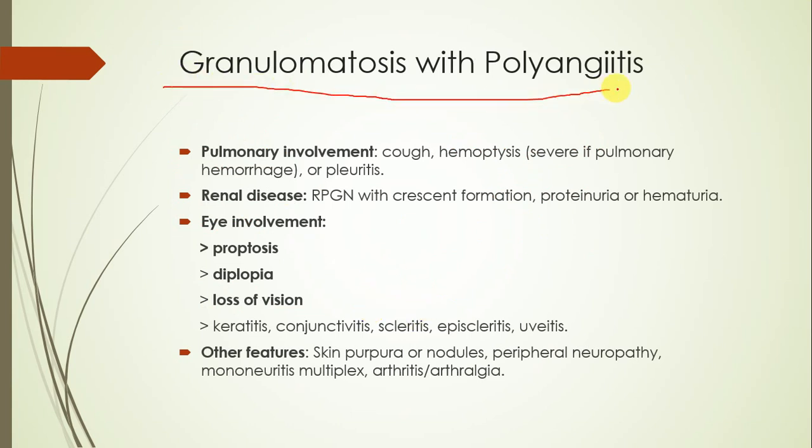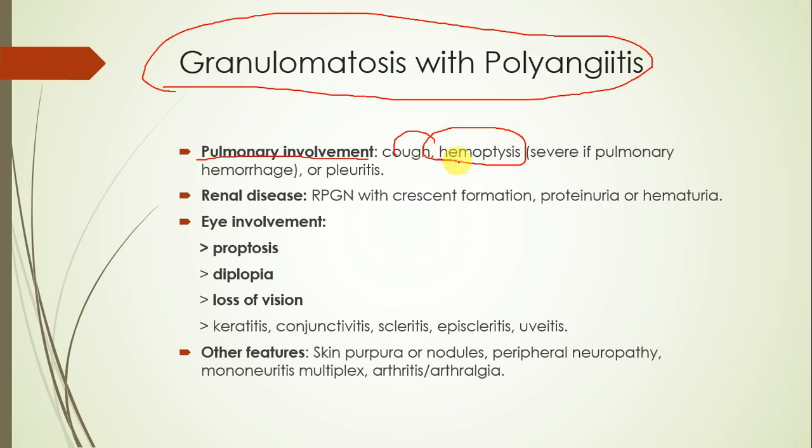Now let's respect the British and French physicians and only say the name as granulomatosis with polyangiitis. Beautiful name. The pulmonary involvement, or lung involvement, is typically manifested as cough and hemoptysis. Obviously, there are similarities between Goodpasture and this disease. Both of them present with hemoptysis, which can be very severe.